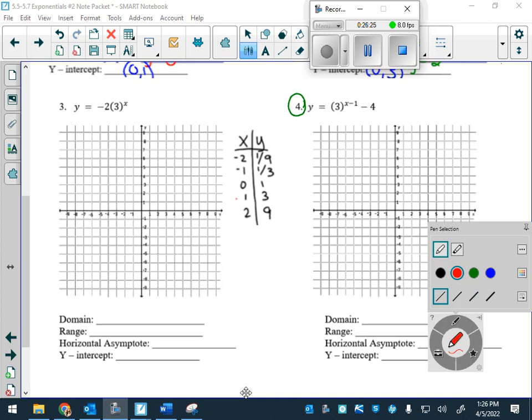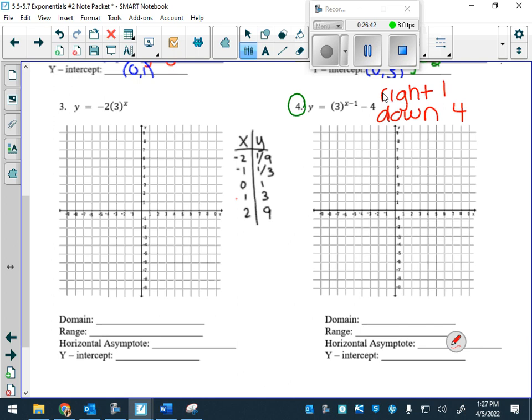All right, number 4, I didn't do out right now because I want to go through it with you guys. What transformations are happening? Liam, go ahead. Okay. Right 1, down 4. So if we look at just our y-intercept right here, 0, 1. If I moved right 1, where am I?